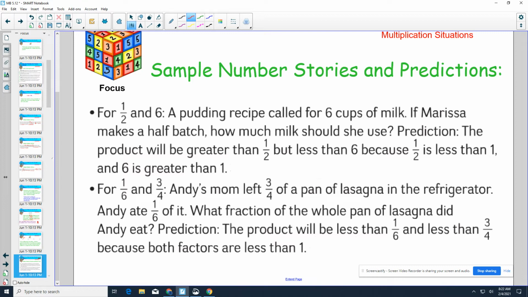Now for 1/6 and 3/4, they said Andy's mom left 3/4 of a pan of lasagna in the refrigerator. Andy ate 1/6 of it. What fraction of the whole pan of lasagna did Andy eat? So the prediction they've made is the product will be less than 1/6 and less than 3/4 because both factors are less than 1.